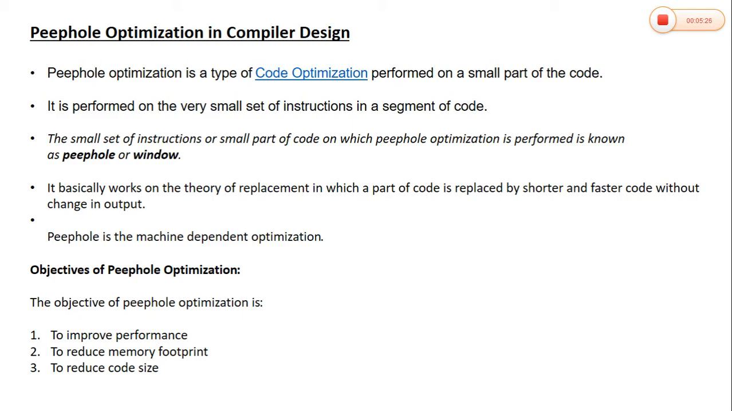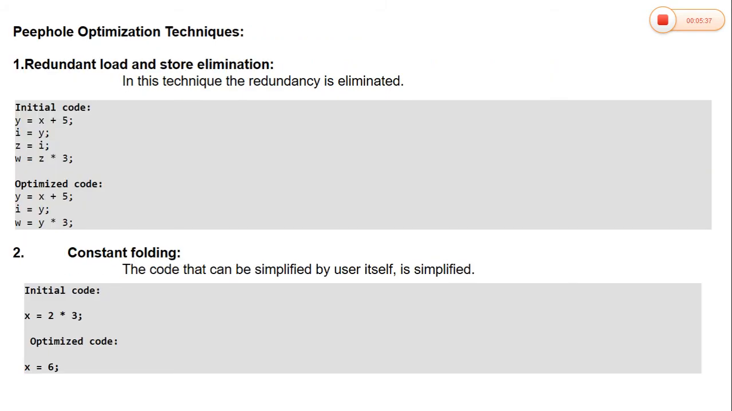The objectives involved in peephole optimization are to improve the performance, to reduce the memory footprint, and to reduce the code size. So what are the techniques involved in peephole optimization? Number one technique is redundant load and store elimination. In this technique, whatever redundancy is there is eliminated.